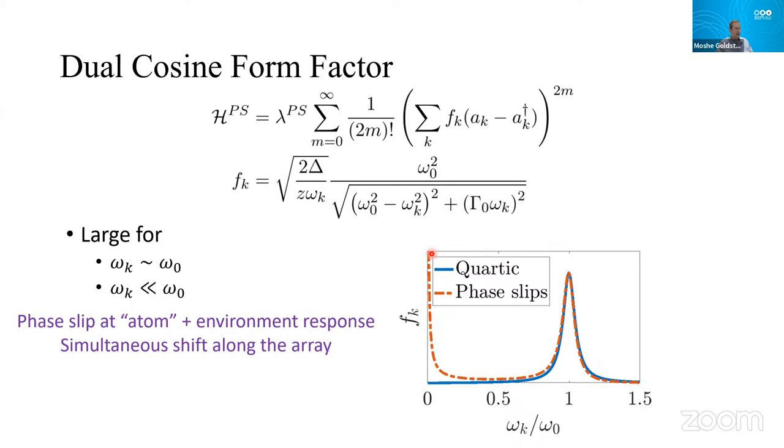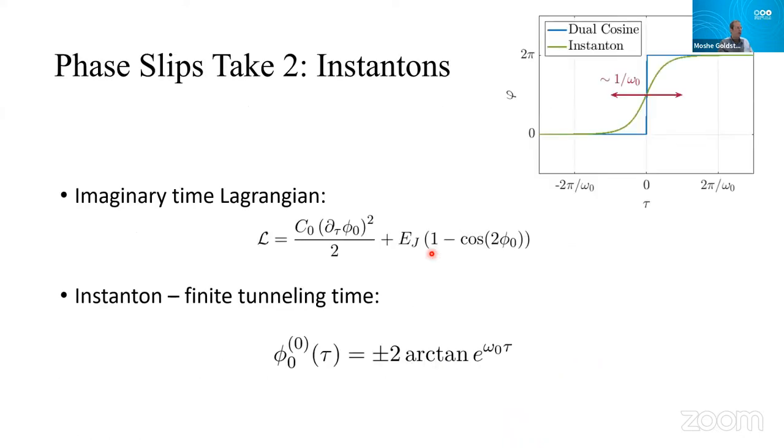So in terms of spatial dependence, it's pretty uniform, and therefore it has very large overlap with the low frequency modes, which are also almost uniform. They have K close to 0. Now, this is still a phenomenological model. You can do it in a much more complete way.